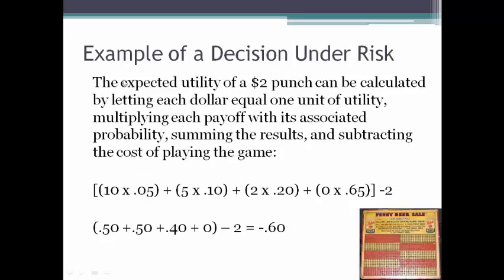Okay, so the expected utility of a $2 punch in this game for the library fundraiser can be calculated by letting each dollar equal 1 unit of utility. So that's our conversion rate: $1 equals 1 unit of utility. You could come up with a more complex conversion rate and still compare this option with the dice game, but there's really no reason to do something more complex when this will do just fine. Then we're going to multiply each payoff with its associated probability, then sum the results and subtract the cost of playing the game.